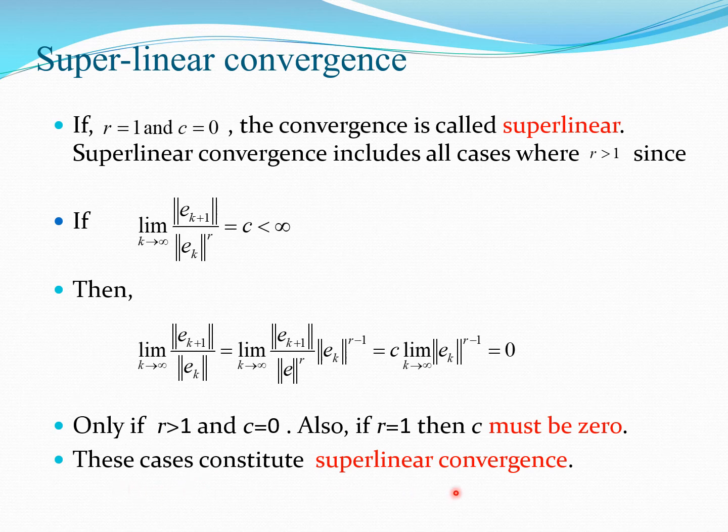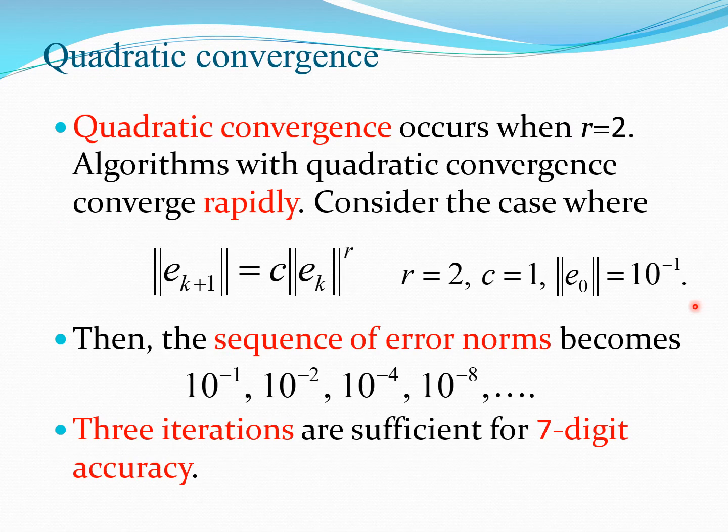Now, these cases constitute superlinear convergence, which again, as I mentioned, is a more desirable rate of convergence. Now, the extremely desirable rate of convergence would be quadratic convergence, which happens when R equals 2. And whenever you have an algorithm with quadratic convergence, you converge rapidly.